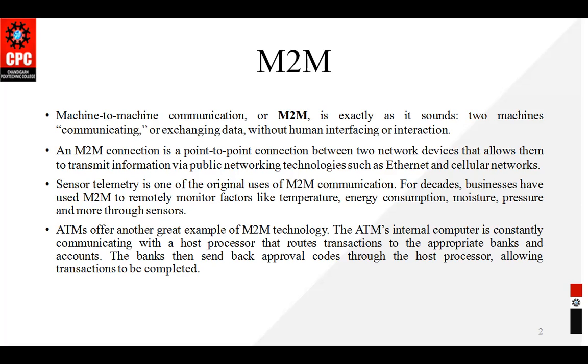But M2M has been dominated by cellular since it came out. It actually came out in the mid 2000s with the 2G cell network. Because of this, the cellular market has tried to brand M2M as an inherently cellular thing by offering M2M, machine to machine data plans.